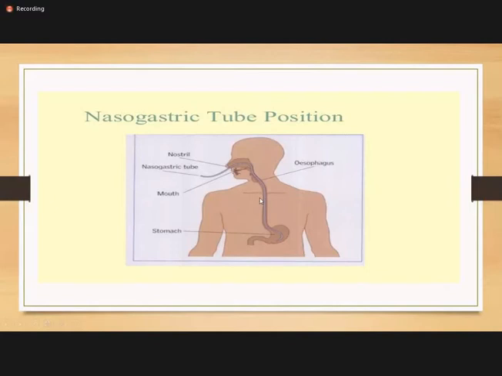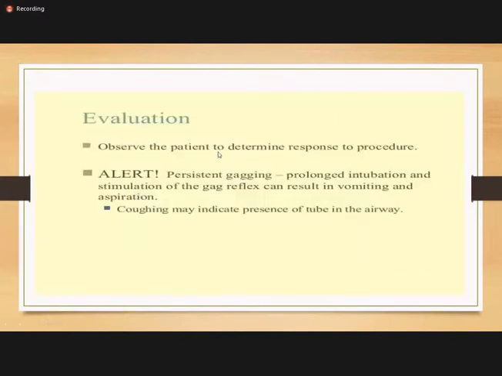When you have inserted it, how to confirm? You have placed it right side, through the stethoscope. Observe the patient, determine how they respond to the procedure. Persistent gagging, prolonged intubation and stimulation of the gag reflex can result in vomiting and aspiration. Coughing may indicate presence of the tube in the airway.